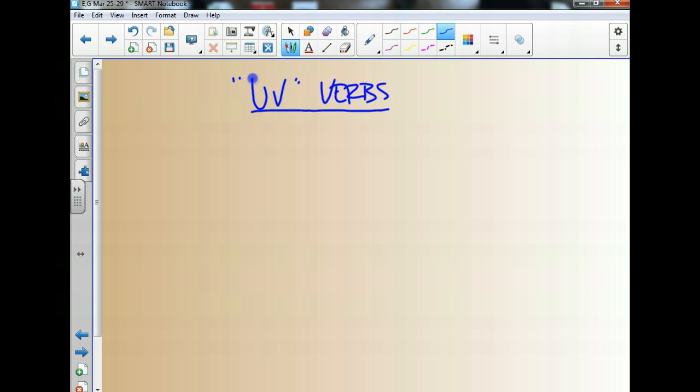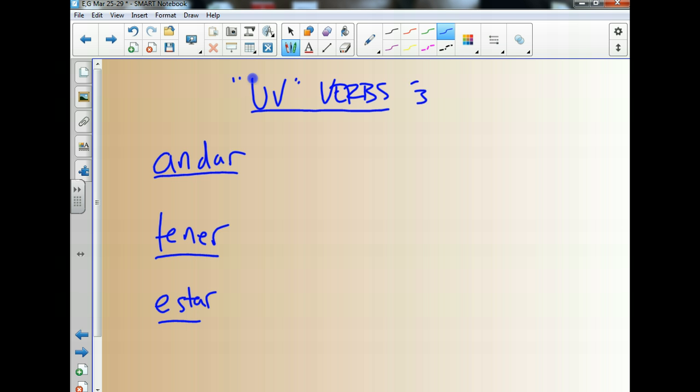Primero, hay tres verbos que tenemos que saber para los UV verbs. Y los verbos que nosotros vamos a aprender son andar, tener y estar. So, solo hay tres verbos que tenemos que memorizar. Now, first thing, most important thing, you need to know what these verbs mean.